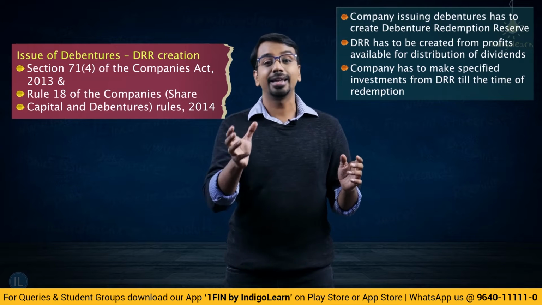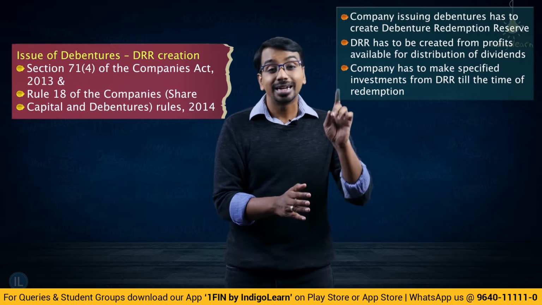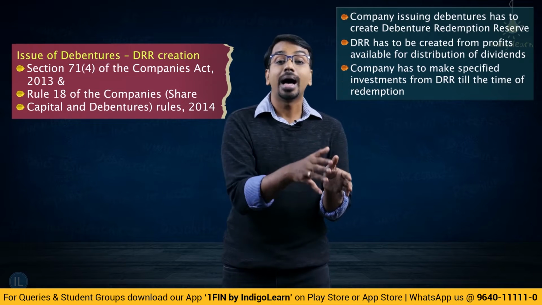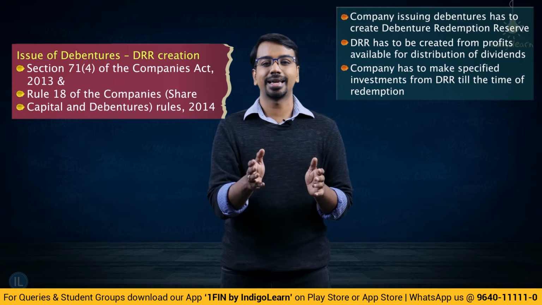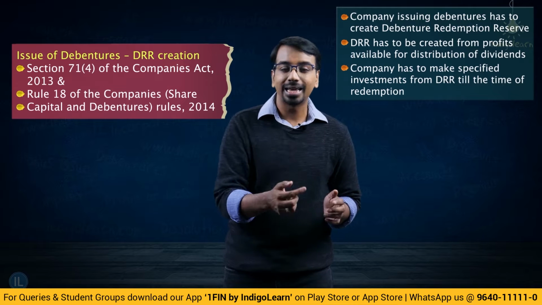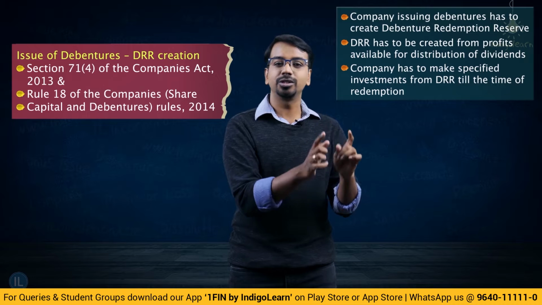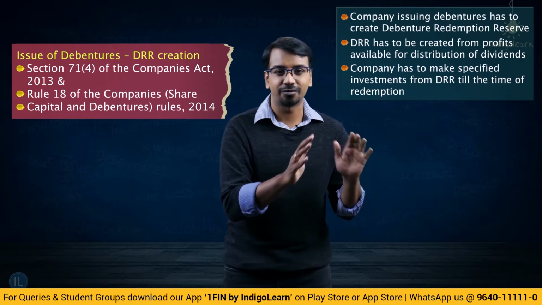So on the liability side, you have debenture redemption reserve. Parallel to this, on the asset side, you need to have certain investments which can be utilized to repay the debentures. Just creation of debenture redemption reserve is not sufficient, right?